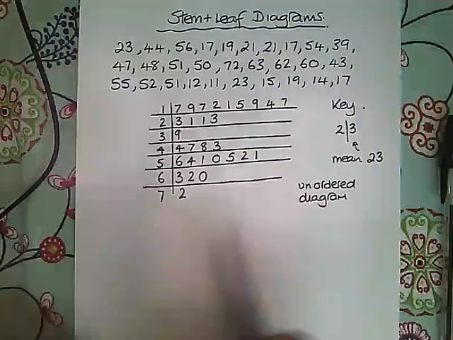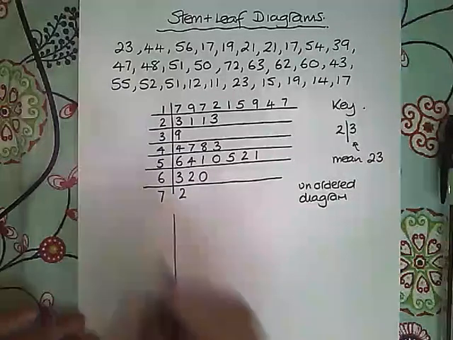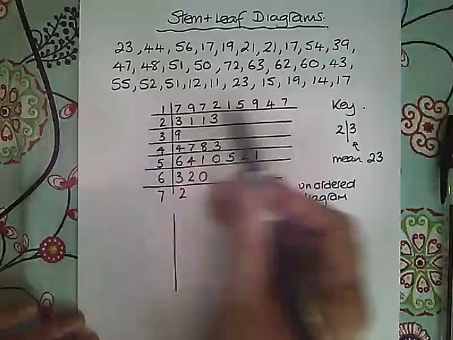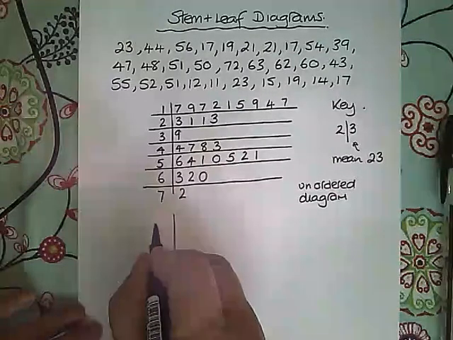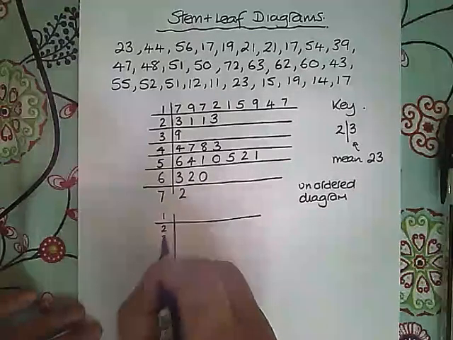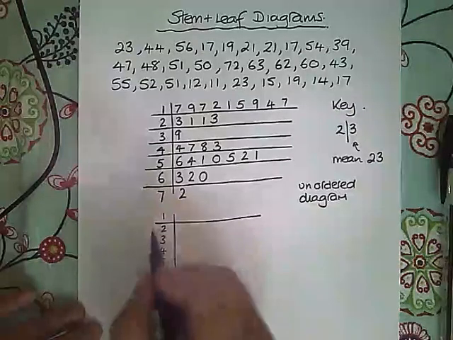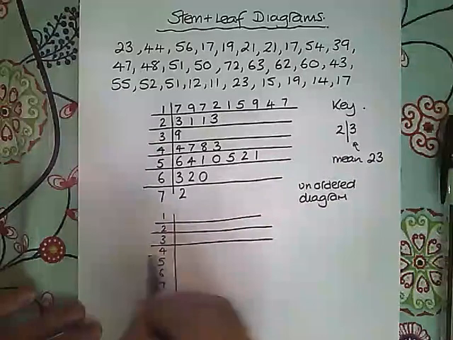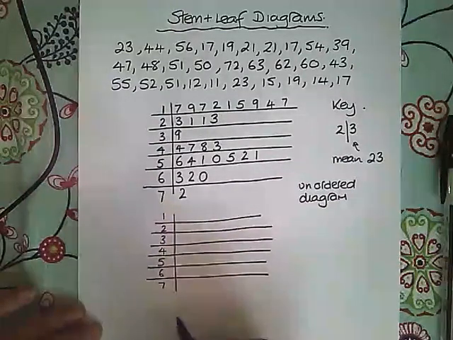So once we've got this unordered diagram, we then need to draw another diagram where we are going to put these numbers, the leaves, in numerical order, so from smallest to largest. So I won't forget what we've got this time. So 1, 2, 3, 4, 5, 6, 7. So that's our teens, 20s, 30s, 40s, 50s, 60s, and the 70, which I forgot on the first one.